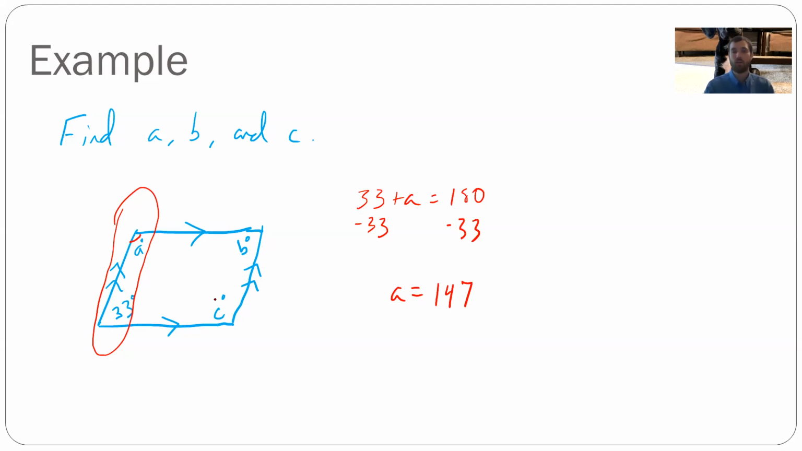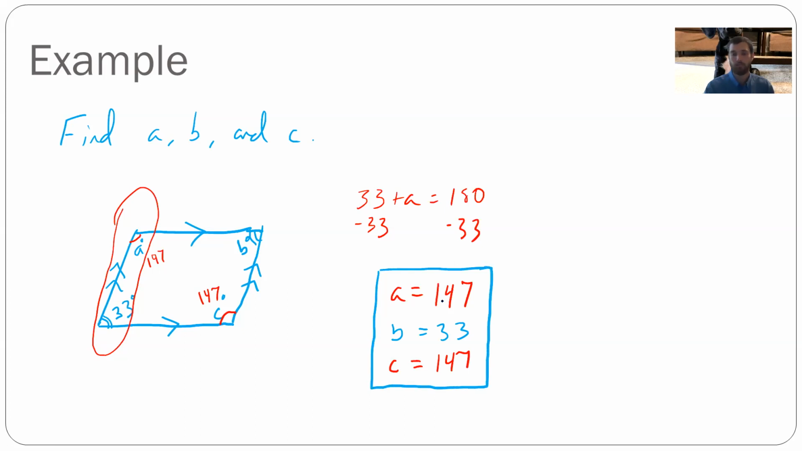All right. Now, A is 147. Now I can use one of the first things we learned today. That is the opposite angles are congruent. That means A and C are the same. That means C must be 147 as well. So that's a 147. This was 147. And I don't have to do too much work to find B, because B will just be the same as the angle across from it, which was 33. And that is all you have to do for this type of problem right here, okay?